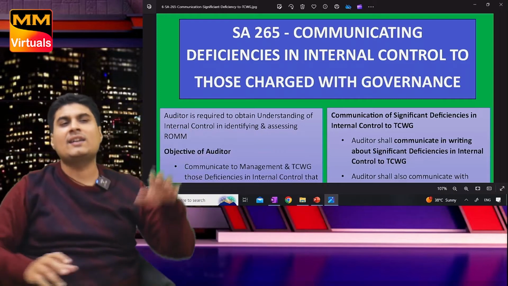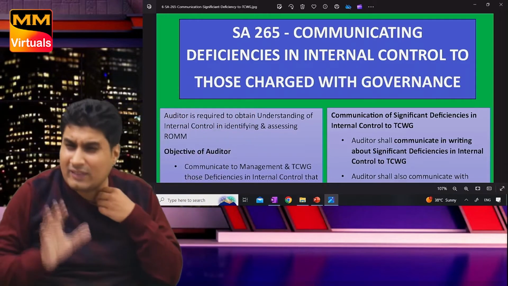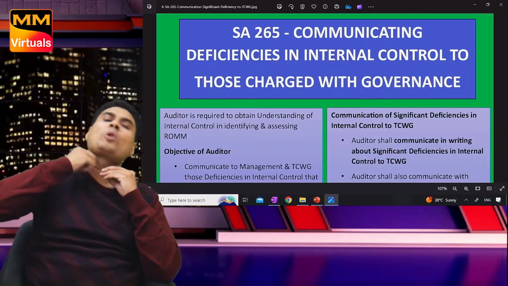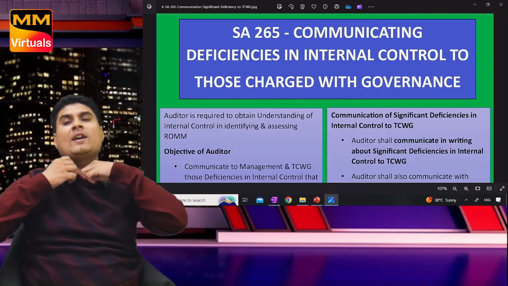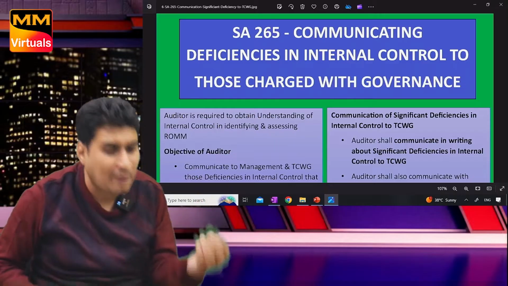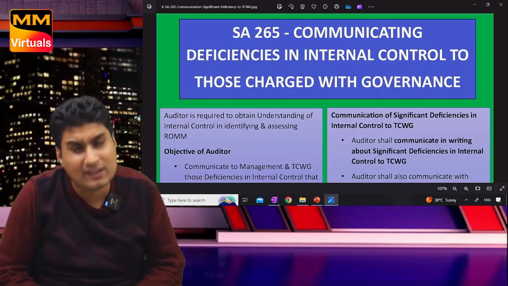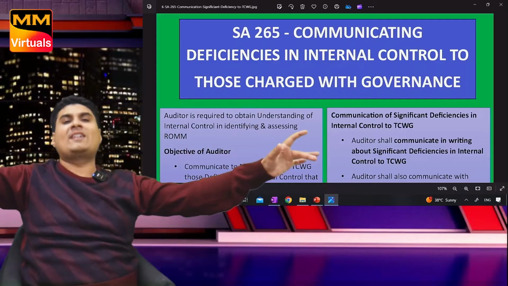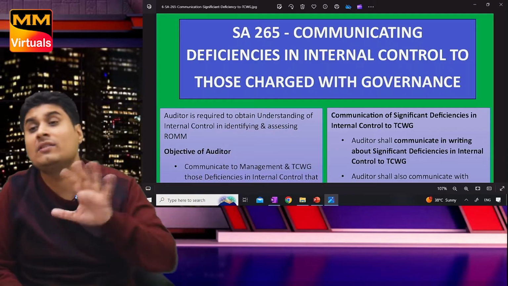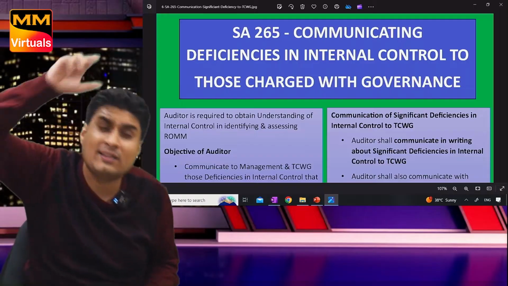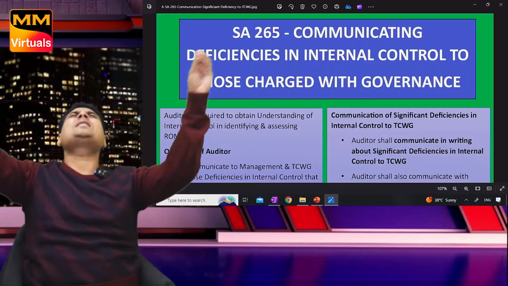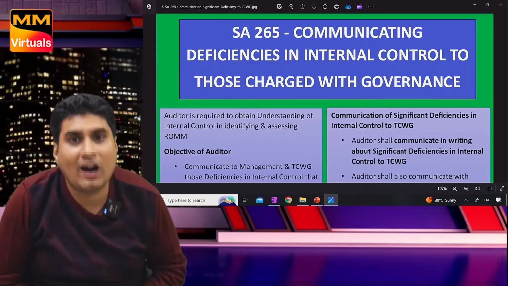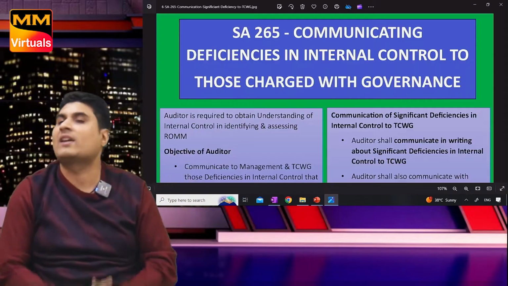Two deficiencies are there: normal and significant. If there is a normal deficiency, it means probability and impact are not that much. Probability means chance of wrong happening, impact means the amount. If it is not that much, normal. If probability and impact are high, significant. But the book has not given that. The book has given: those deficiencies that in the judgment of the auditor are of utmost importance are significant deficiency.